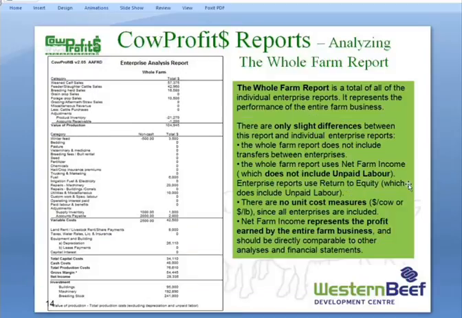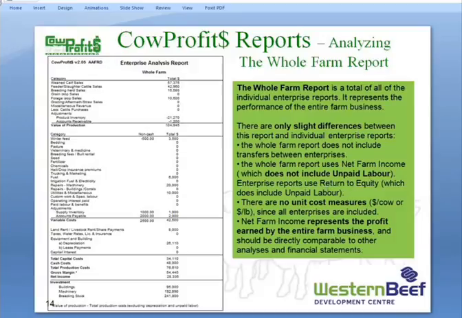Now, the whole farm report is really just like an enterprise analysis report, but it includes all of the enterprises together, all in one entity. So this is the way that the farm business or the ranch business performed in the analysis year. It ends up being a pretty good check on any analysis that you've done straight from your record keeping system or your accounting system. There are only slight differences between this report and enterprise reports.